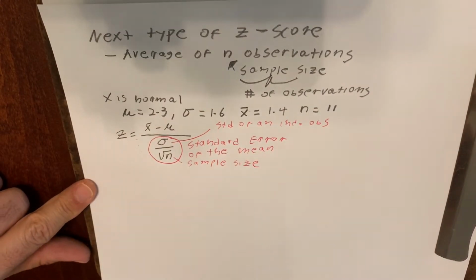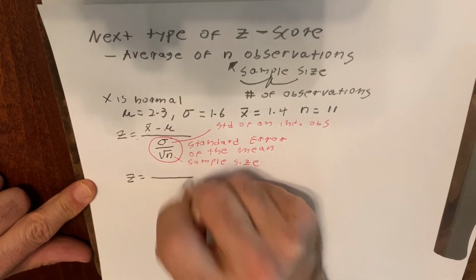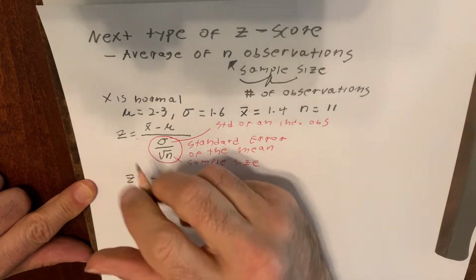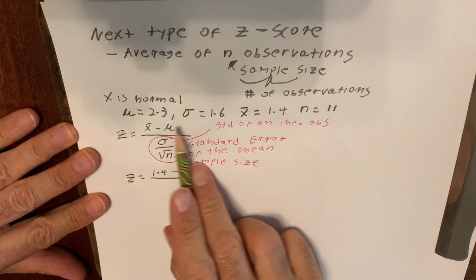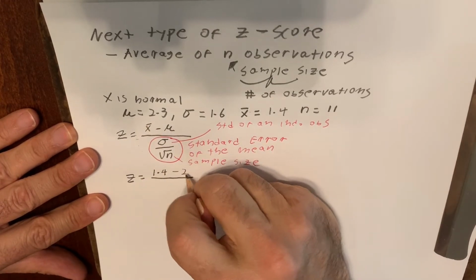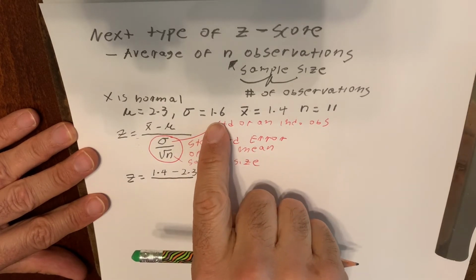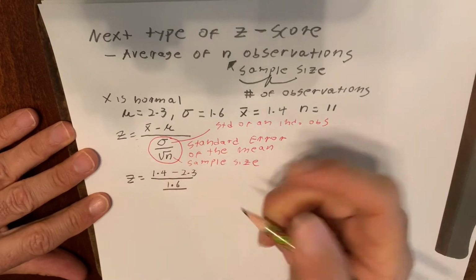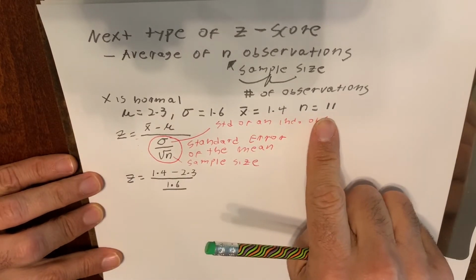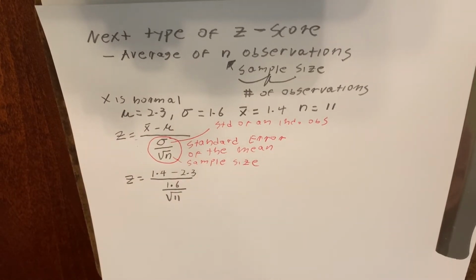So we're going to plug in the numbers, and we have z equals, so x bar is 1.4 minus mu, the population mean, is 2.3. And the standard deviation of an individual observation is 1.6. And this is divided by the square root of the sample size, which has to be given, which is 11. So the square root of 11. So how do you put this into the calculator?